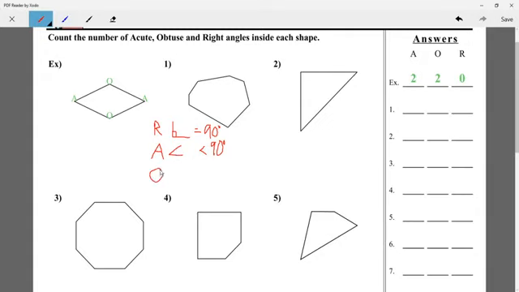And an obtuse angle is one that's slightly more open. So it would be something like this. If I were to stretch these sides out more, then it would be an obtuse angle. And so an obtuse angle is greater than 90 degrees.